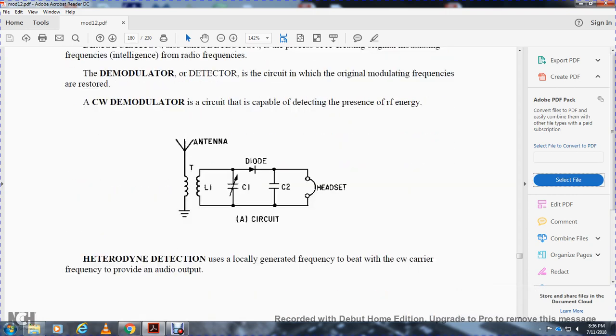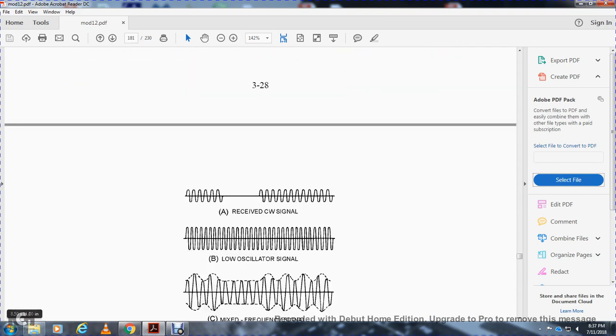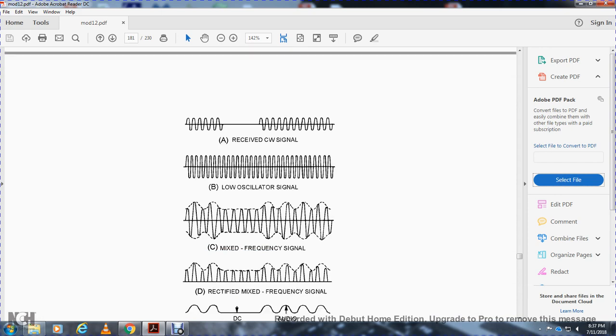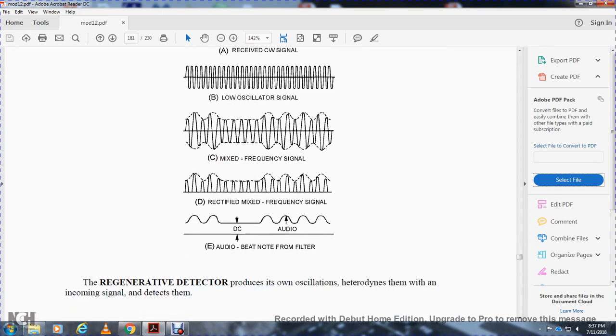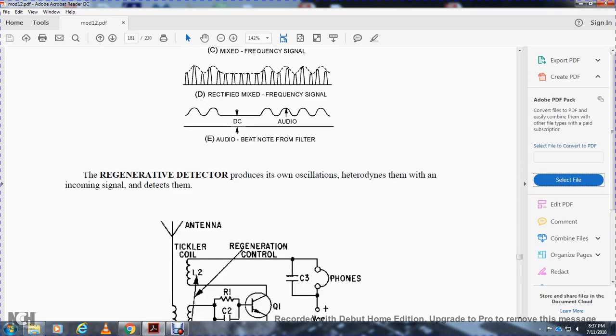The continuous wave demodulator circuit is capable of detecting the presence of radio frequency energy: antenna, transformer winding, adjustable capacitor, headset, diode. Heterodyne detection: a locally generated frequency beats with the carrier continuous wave to provide an audio output. The received signal and the local oscillator signal mix, the mixed frequency signal is rectified, and the beat note comes from the filter. The regenerative detector produces oscillation, and heterodynes within the incoming signal that it detects.